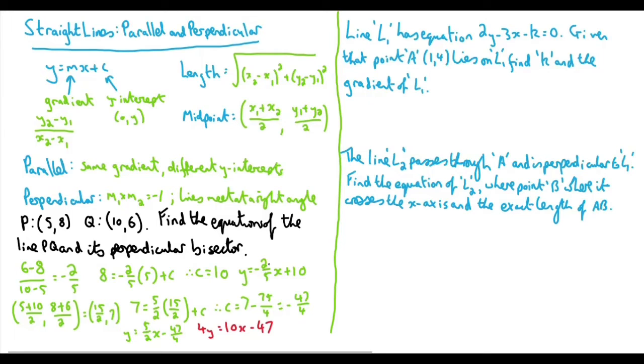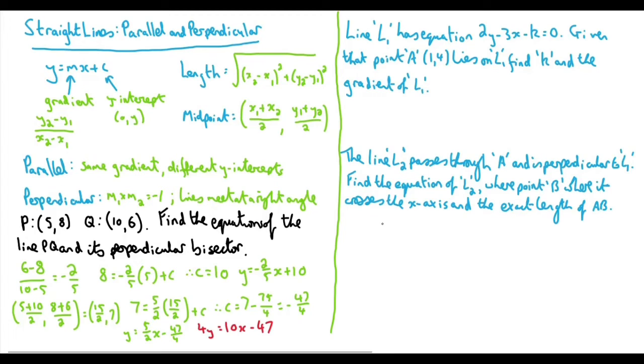If we're okay with this, let's see how you can get along with an example of your own. So on the right, we are told that the line L1 has the equation 2y minus 3x minus k equals 0. Given that the point A (1, 4) lies on L1, find k and the gradient of L1.